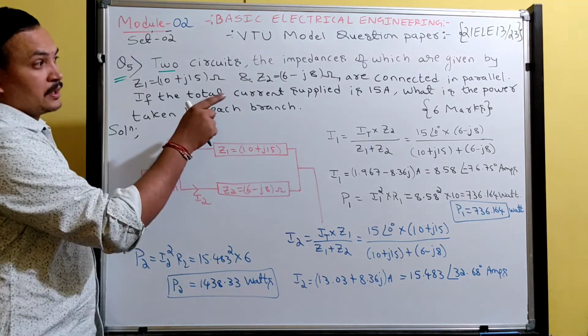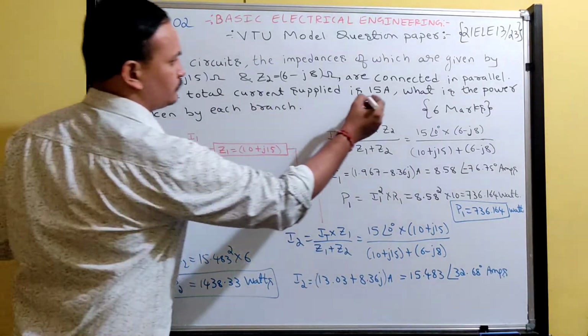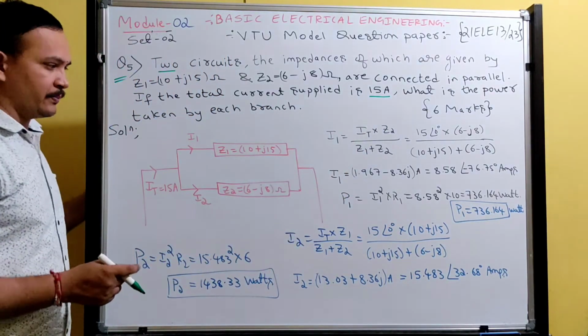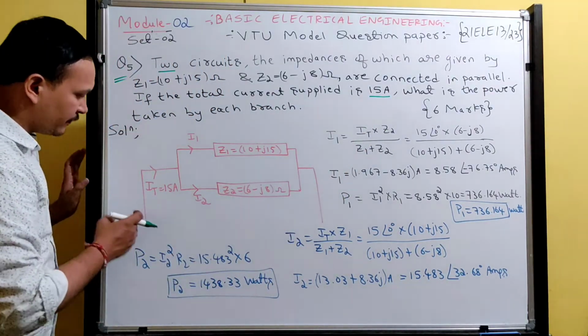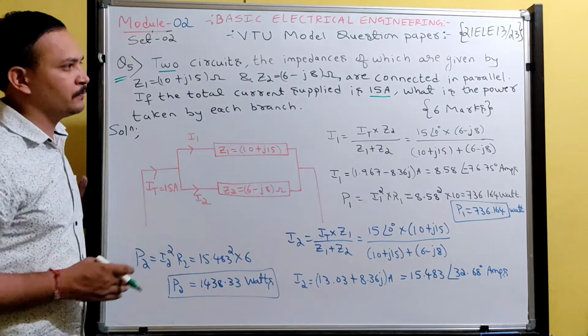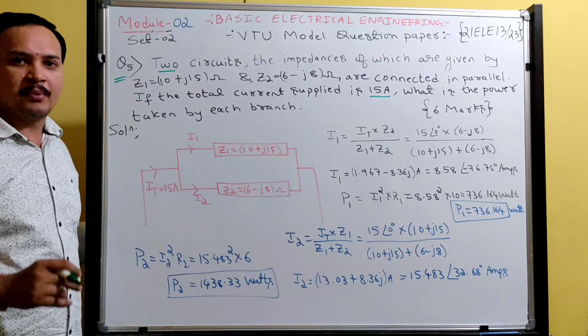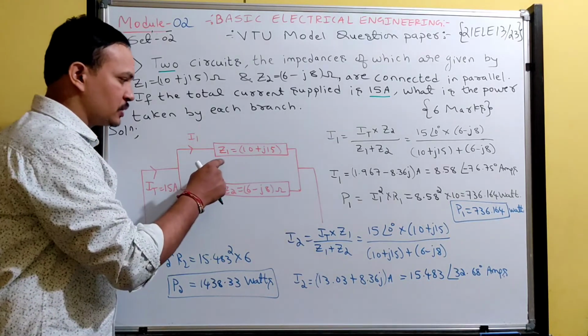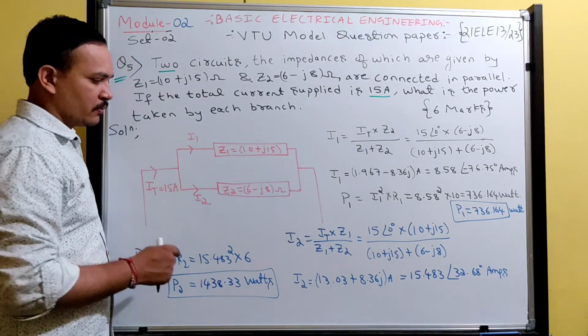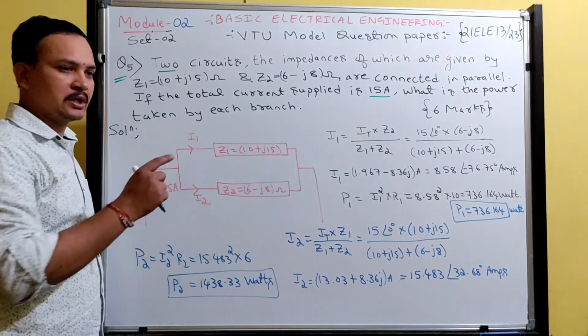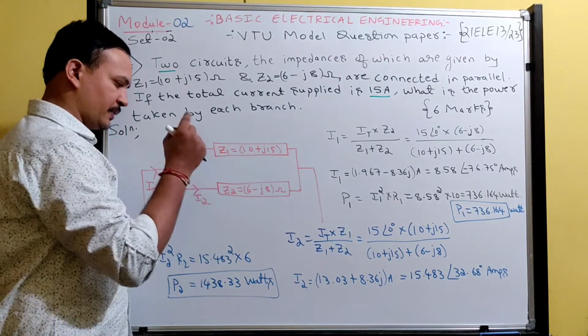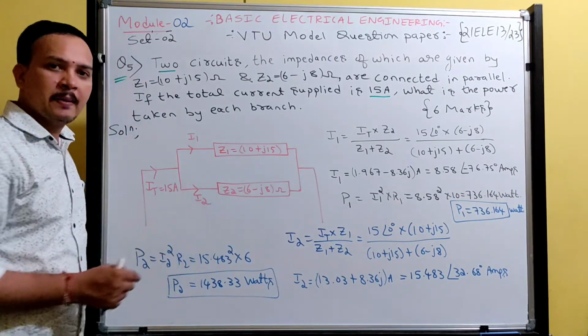If the total current supplied is 15 ampere, for that parallel branch 15 ampere current is supplied. What is the power taken by each branch? What is the power consumed in the first branch? What is the power consumed in the second branch? Otherwise, what is the power consumed in this impedance and in this impedance?